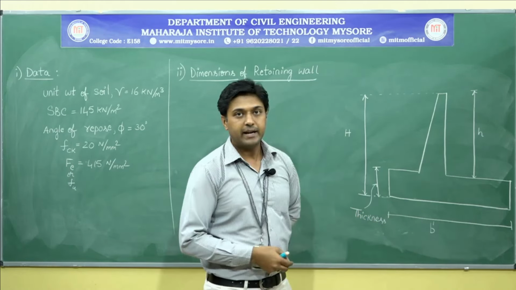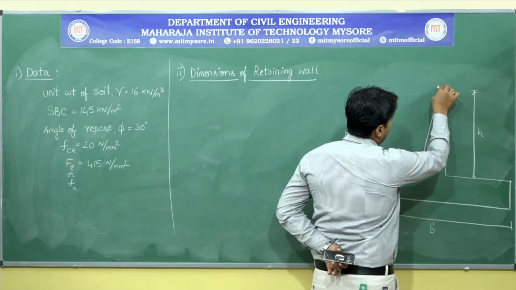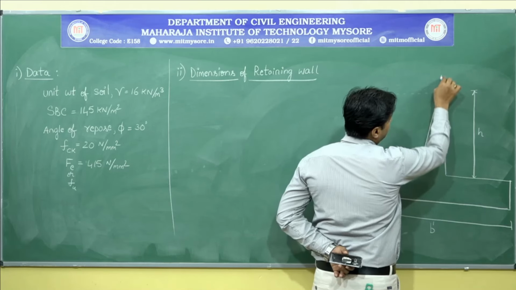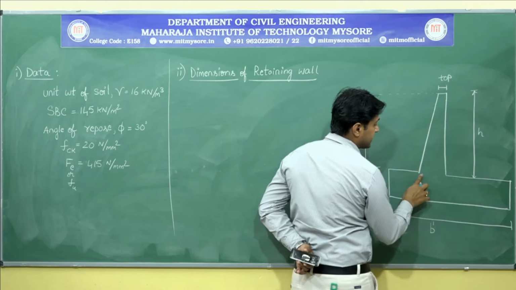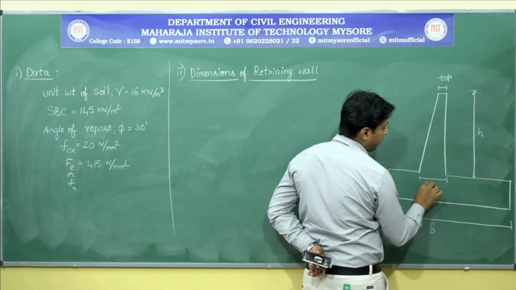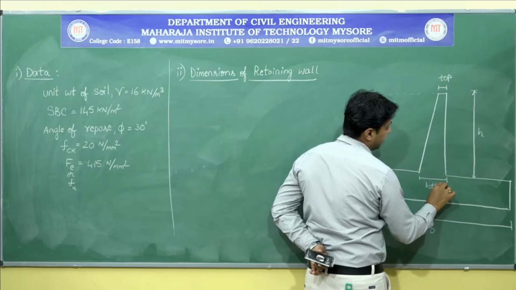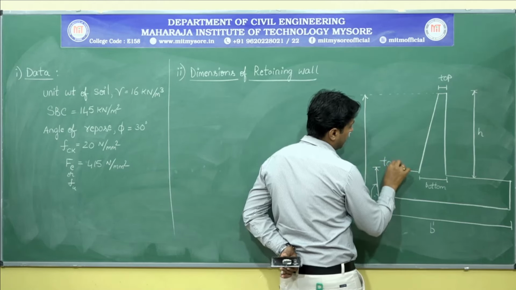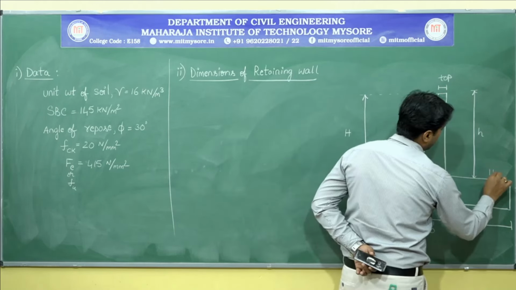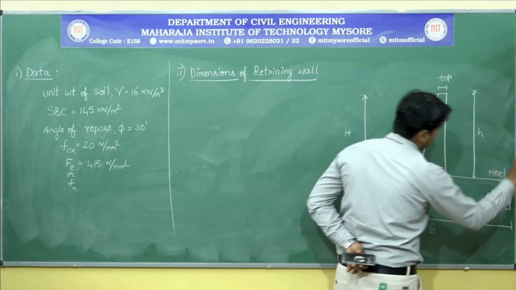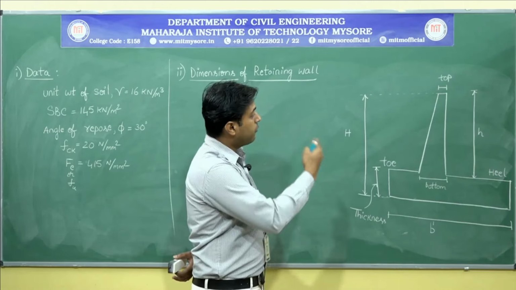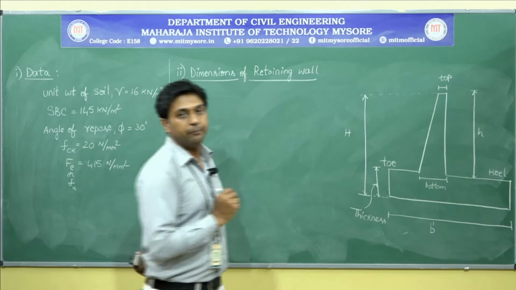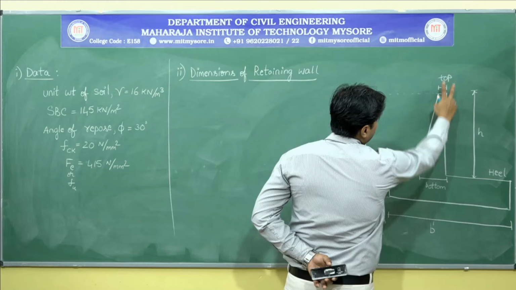Two more things I will be adding here. This I will be calling the width of the stem at the top, and this I will be calling the width of the stem at the bottom. I think I have already told you, this is nothing but the toe portion and this is nothing but the heel portion. Keep this in your mind. One by one we will go on calculating the values. So the first thing is, what will be the top width of the stem?